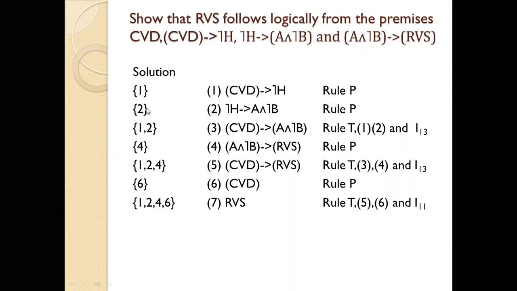Okay, so now let's begin with the first solution. First one, we'll take this premise C or D implies negation of H. We name it as rule P. So we'll keep the category under rule P, rule T. So C or D implies negation of H. This is rule P. Then negation of H implies A and negation of B is under rule P.